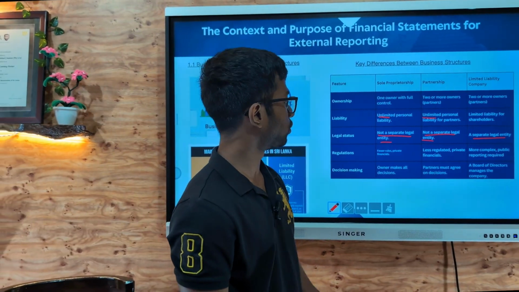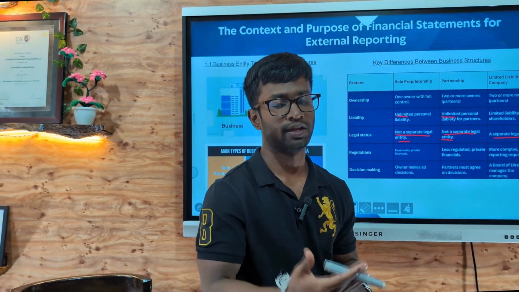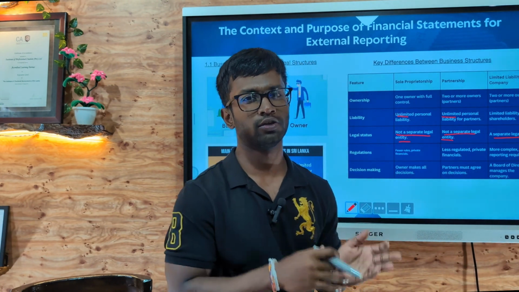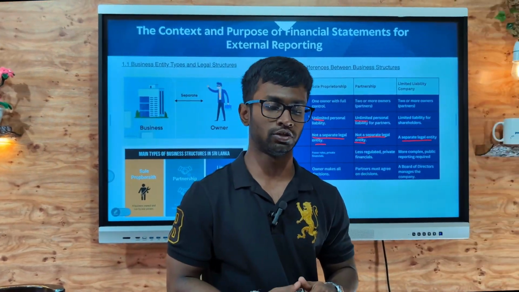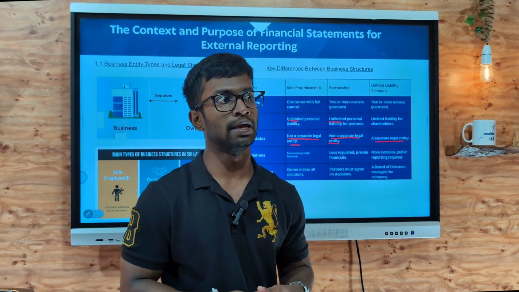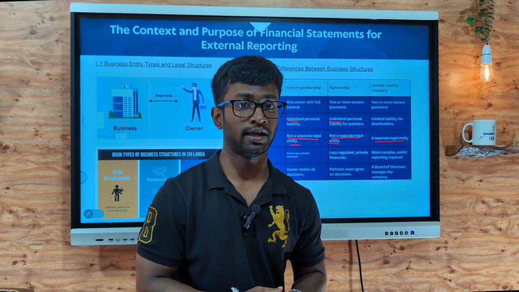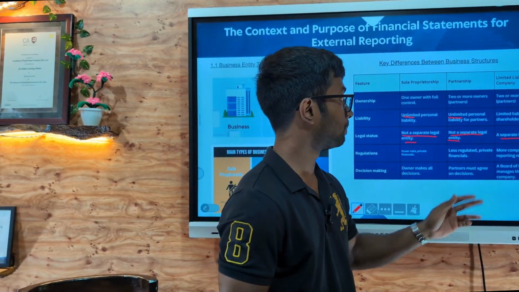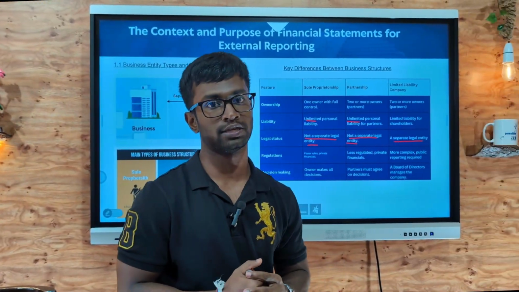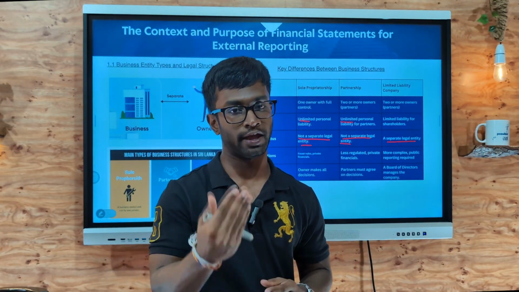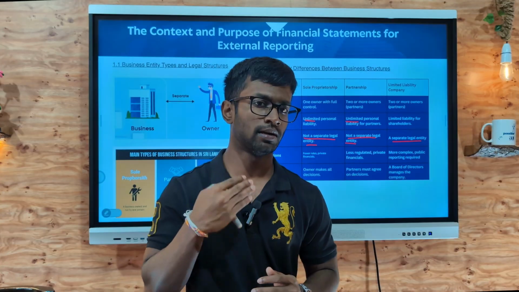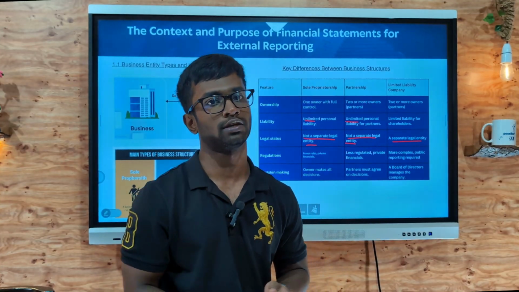When it comes to regulations, with sole proprietorships and partnerships, you don't have a lot of rules and regulations that you have to adhere to. The main act distinguishing partnerships is the Partnerships Ordinance 1890. Then you have an act for sole proprietorship also. But when it comes to applying those, it's not that strict.